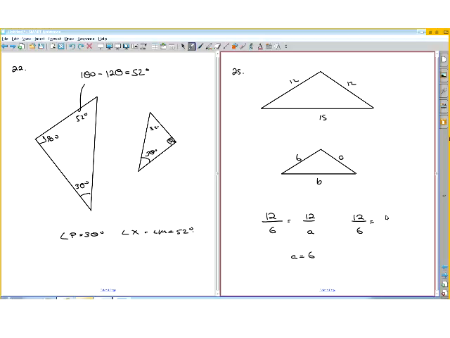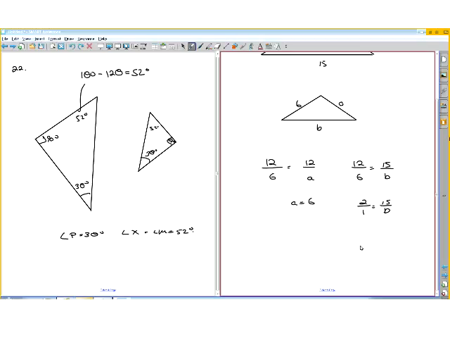And do the same thing. 12 over 6 is equal to 15 divided by B. So how do we solve for that? Well, this is actually 2, so we get 2 divided by 1 is equal to 15 divided by B, because we divide both by 6. And if we do cross multiplication, we get 2B is equal to 15, where B is equal to 15 halves. So that's the answer for B. So all we had to do is find this ratio. If we knew one of the ratios, then we knew all of the ratios.